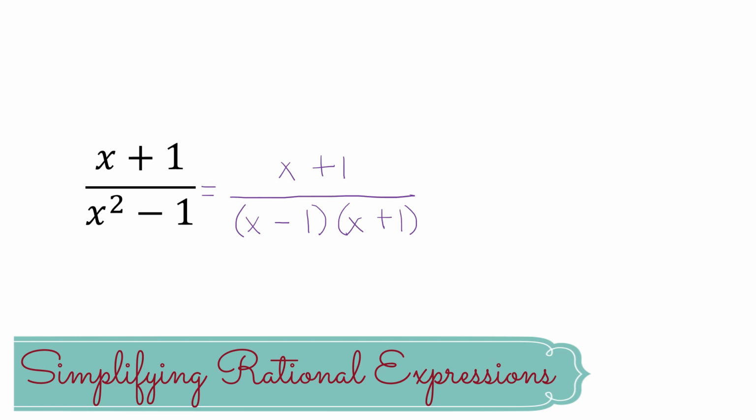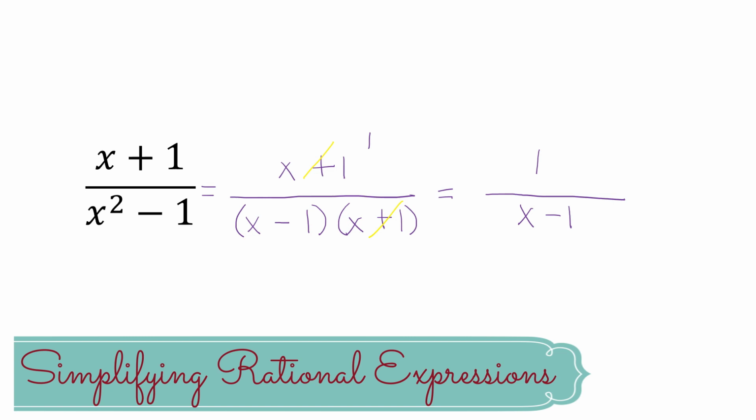Now, the common factor between them is x plus 1. So we will cancel out x plus 1. x plus 1 divided by x plus 1 is equal to 1. Okay, take note, the numerator will now become 1. It's not 0. Okay? So, it's equal to 1 over x minus 1. So, the technique is to factor and factor and factor until no factor can be factored further. That is, get the prime factors.